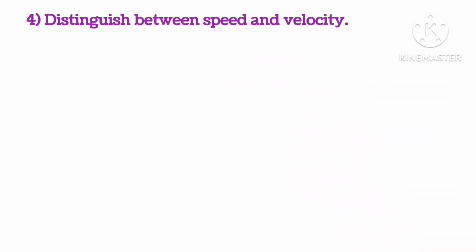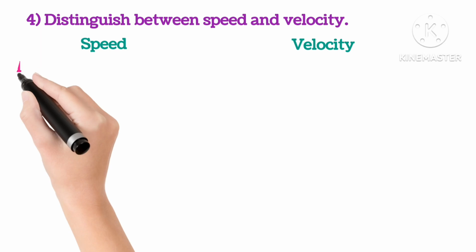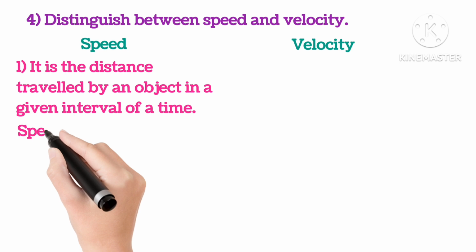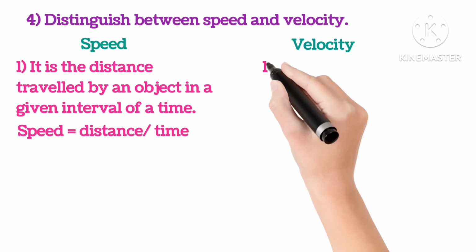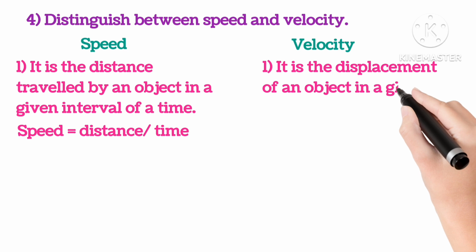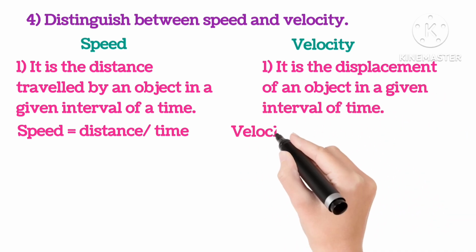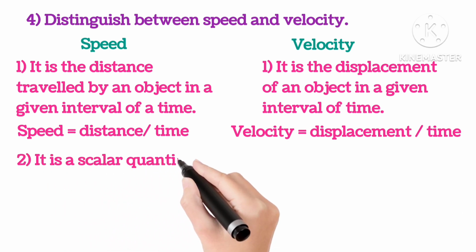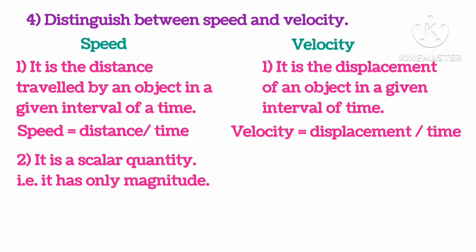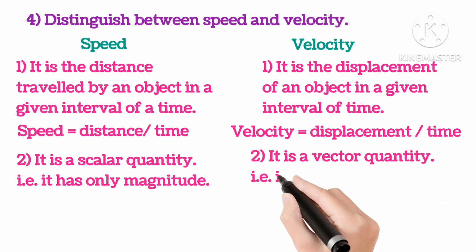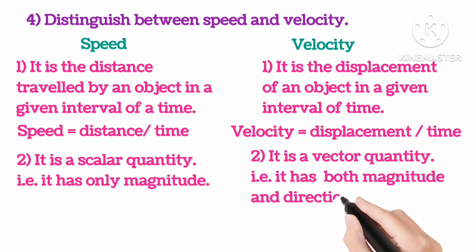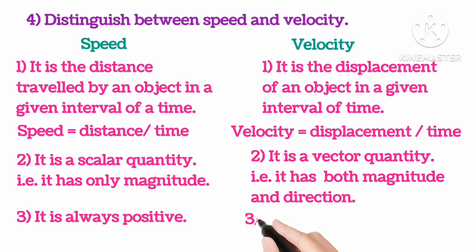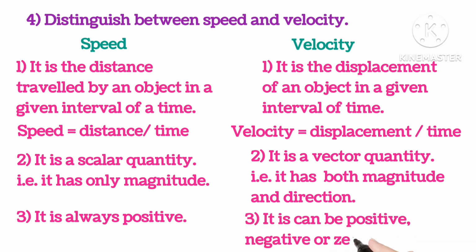Distinguish between speed and velocity. So the difference between speed and velocity is, speed is the distance travelled by an object in a given interval of time. That is, speed is equal to distance upon time. Velocity is the displacement of an object in a given interval of time. That is, velocity is equal to displacement upon time. Second, speed is a scalar quantity, that is, it has only magnitude. Velocity is a vector quantity, it has both magnitude and direction. Speed is always positive, whereas velocity can be positive, negative, or zero.